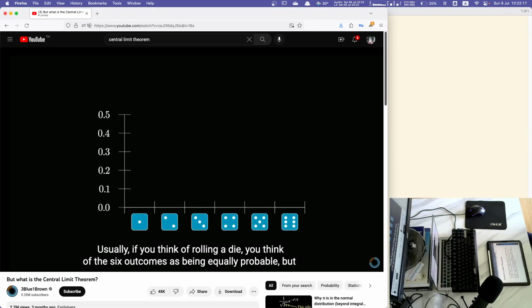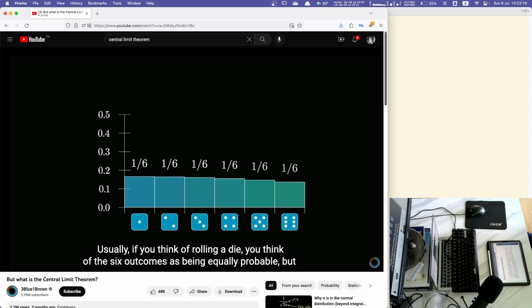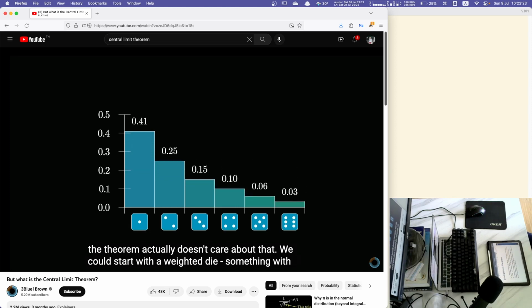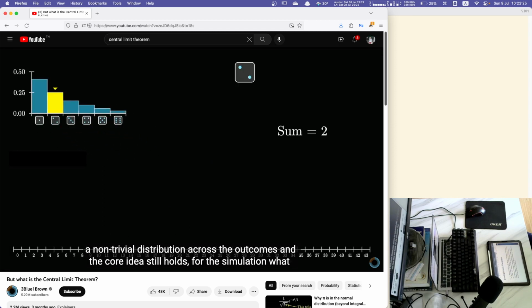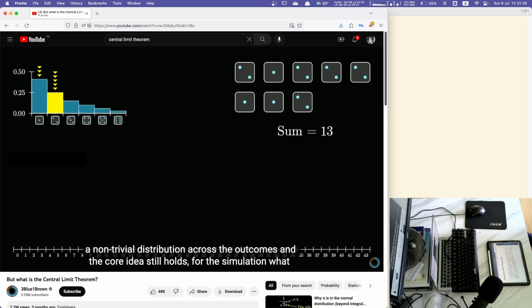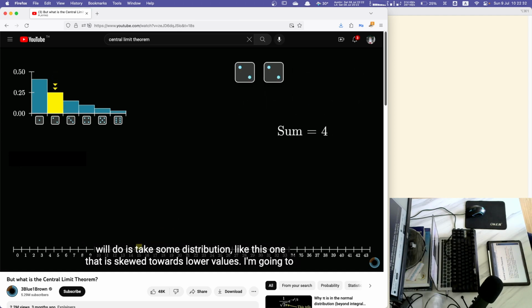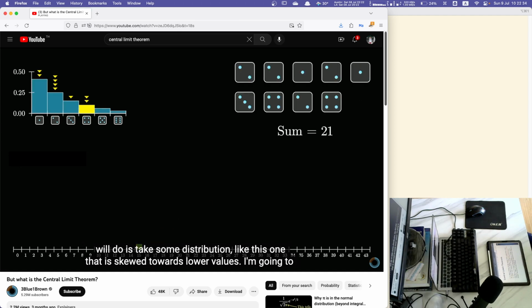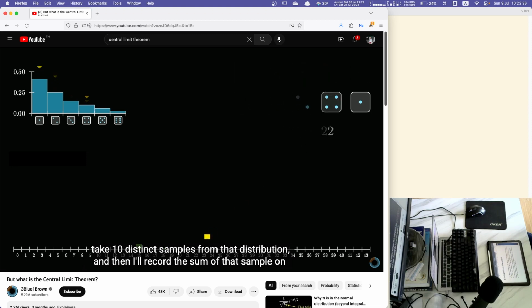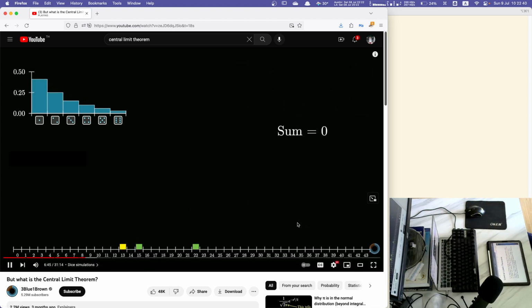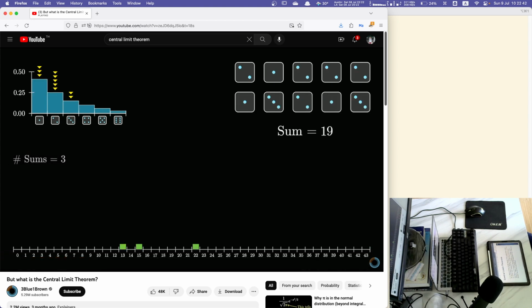Usually, if you think of rolling a die, you think of the 6 outcomes as being equally probable. But the theorem actually doesn't care about that. We could start with a weighted die, something with a non-trivial distribution across the outcomes, and the core idea still holds. For the simulation, what I'll do is take some distribution, like this one that is skewed towards lower values. I'm going to take 10 distinct samples from that distribution, and then I'll record the sum of that sample on the plot on the bottom.